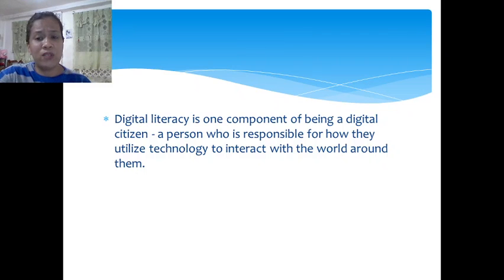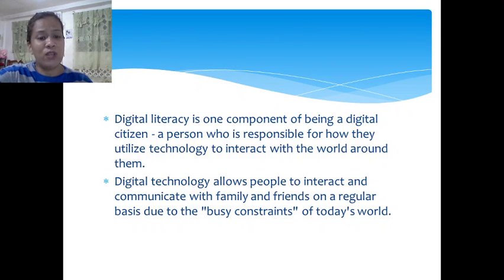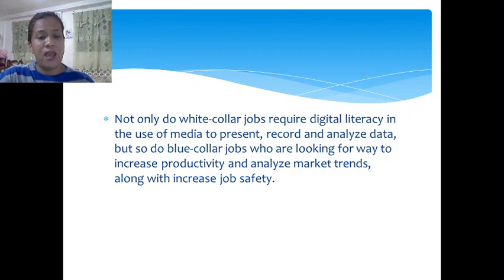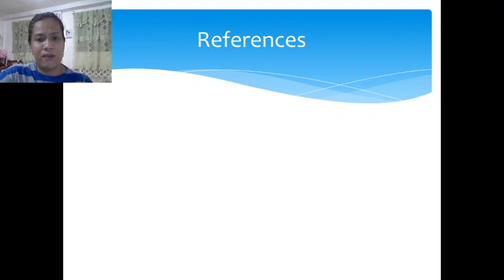Digital literacy is one component of being a digital citizen. A person is responsible for how they utilize technology to interact with the world around them. Digital technology allows people to interact and communicate with family and friends on a regular basis due to the business constraints of today's world, especially in this time of pandemic. Not only do white-collar jobs require digital literacy and the use of media to present, record, and analyze data, but so do blue-collar jobs, for those working or looking for a way to increase productivity, analyze market trends, along with increased job safety. And that is really correct. Students in this modern world need to utilize all of the higher order thinking skills taught to students in previous times, and more than before, right? So you are far beyond the previous learners.